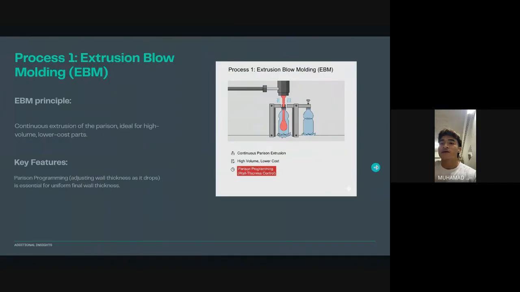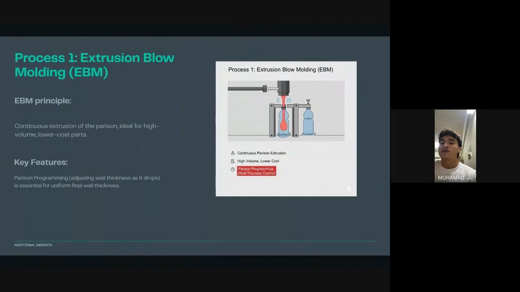The first main method of blow molding is extrusion blow molding, also called EBM. In EBM, a plastic extruder continuously feeds a molten tube vertically downwards. The parison is then indexed into a blow mold, which closes, pinching the bottom and sealing the top near the extruder. Air is then blown in through the top or a blowing pin to inflate the parison. This process is continuous and ideal for high volume, lower cost items like milk jugs.